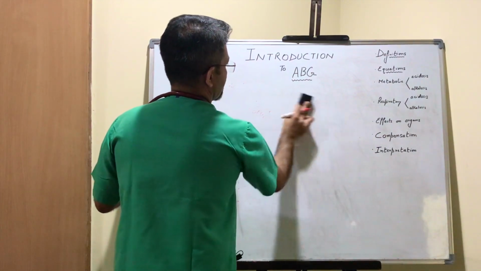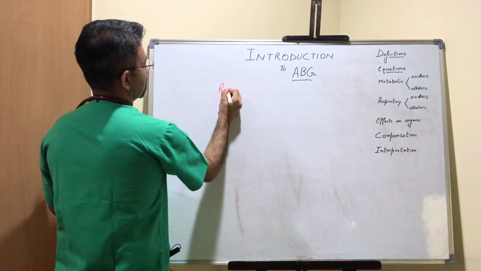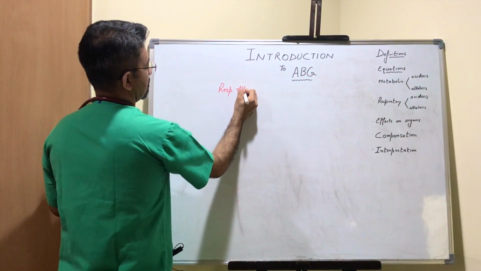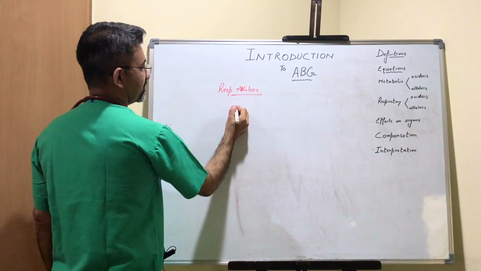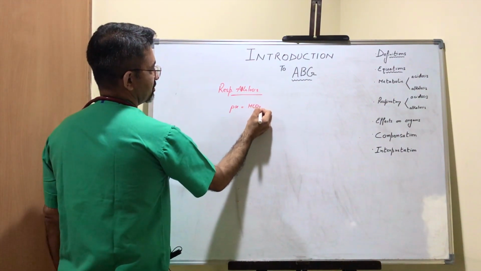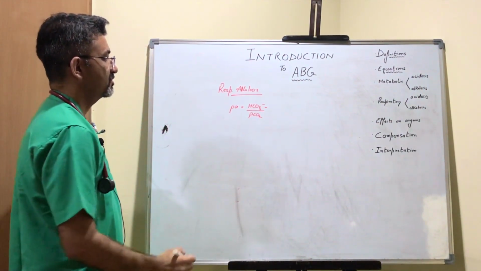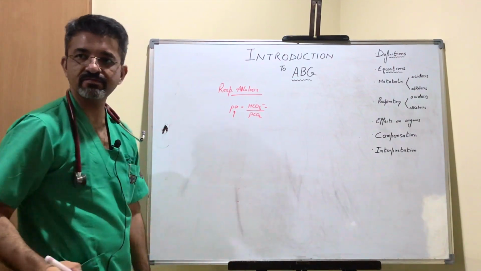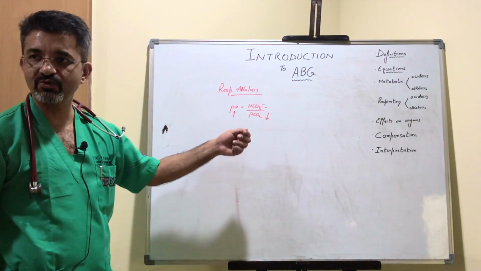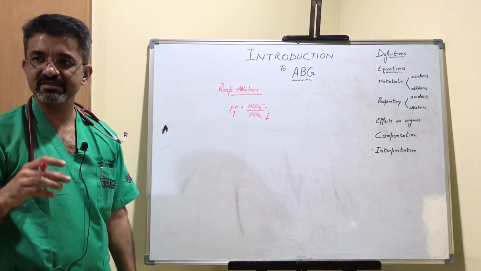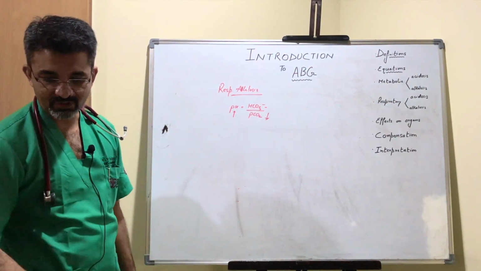Now we come to respiratory alkalosis. Again the same equation, pH equals HCO3 divided by PCO2. My HCO3 is constant. Now pH has to go up in alkalosis. So what should go down? CO2. Anything which causes less production of CO2 or lesser CO2 concentration in my extracellular fluid or blood will result in respiratory alkalosis. So what are the causes?